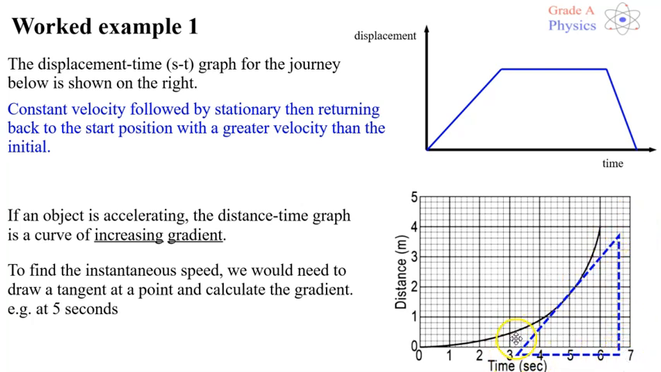So you might get a question like this at A-level physics, and probably you wouldn't have seen this at GCSE. It's a little bit more difficult. To find the instantaneous speed, that is the speed or the velocity at a particular point, we need to draw the tangent. So what we're doing is working out the instantaneous rate of change of displacement, or delta s over delta t.